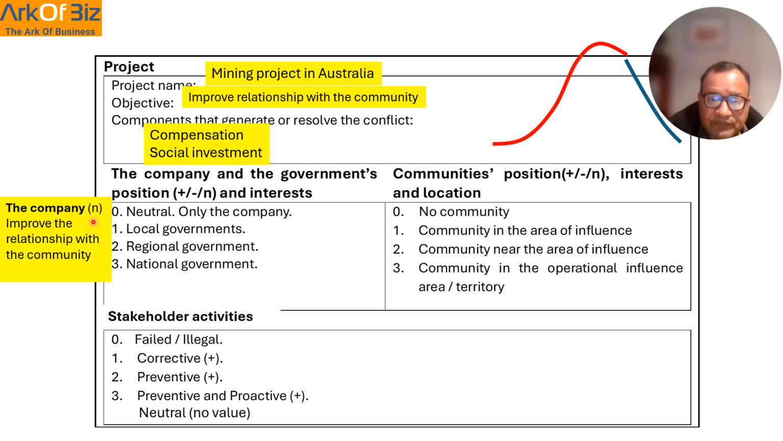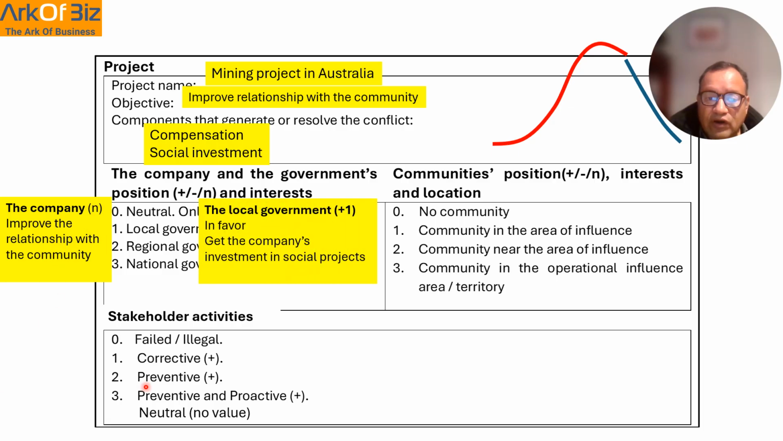So the company's position is always neutral, and the company's interest is to improve the relationship with the community. The local government is in favor of negotiating social investment with the company. So the mayor is in favor, it's positive, and the local government has a value of 1. This is positive 1. And the government's interest is to get the company's investment in social projects.